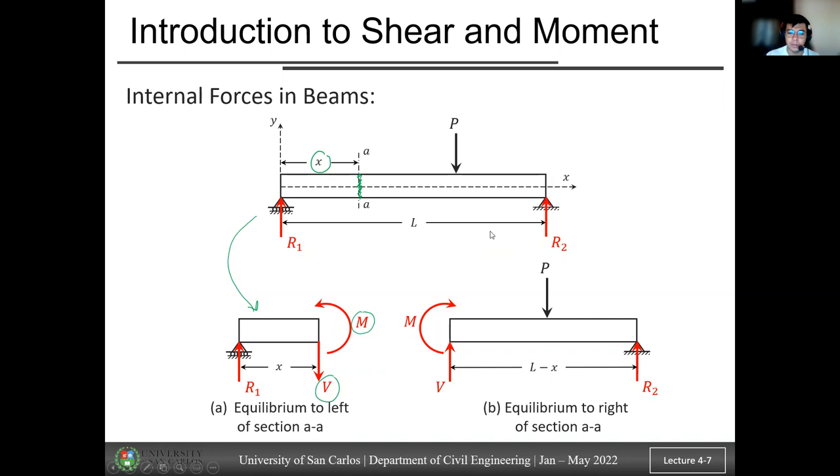Okay, and then on the other hand, it's quite the opposite. Why is it the opposite? Because if you make a balanced equation, it should be in equilibrium on the right side, and it should be in equilibrium on the left side.